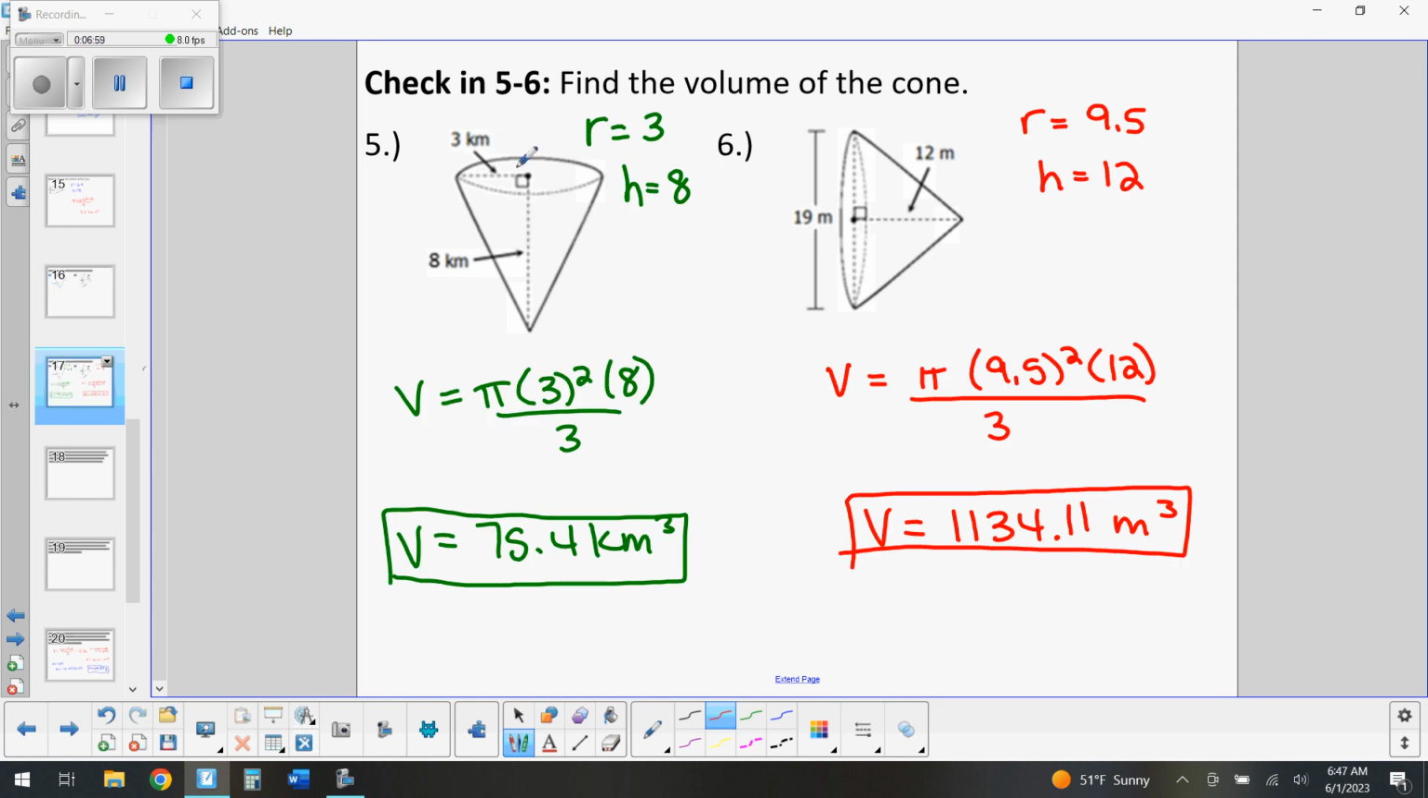All right, so for the first one, r was 3 and h was 8, so we get a volume of 75.4 cubic kilometers. And for 6, the diameter was 19, so the radius was 9.5. We get a volume of 1,134.11 meters cubed.